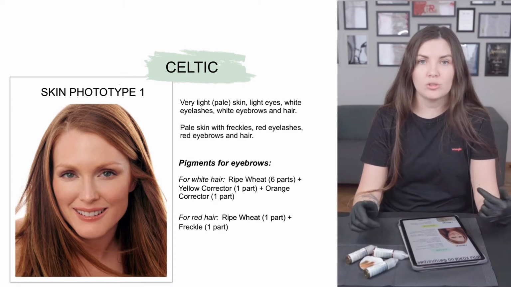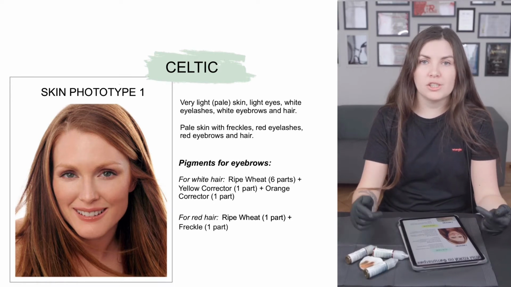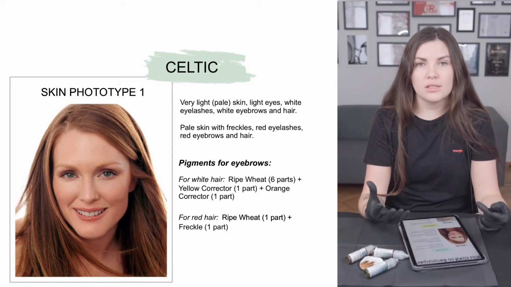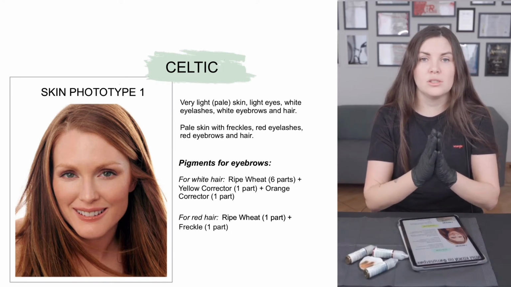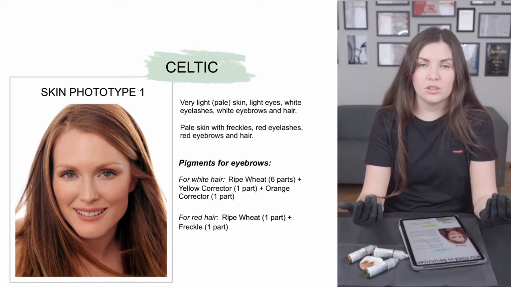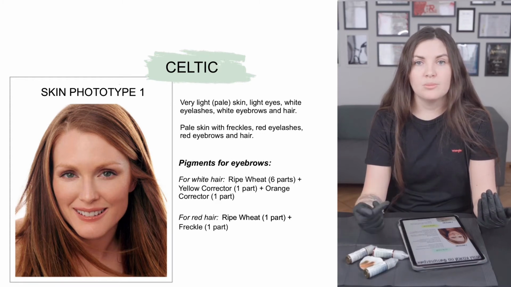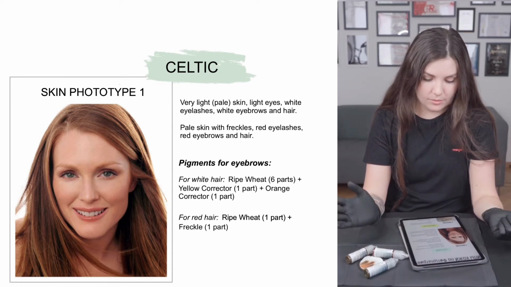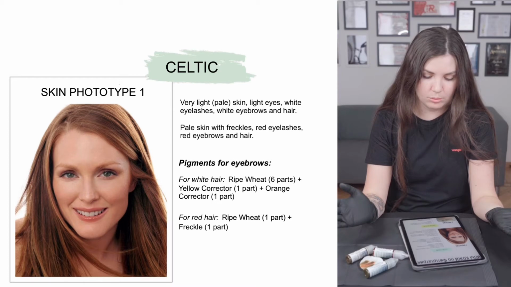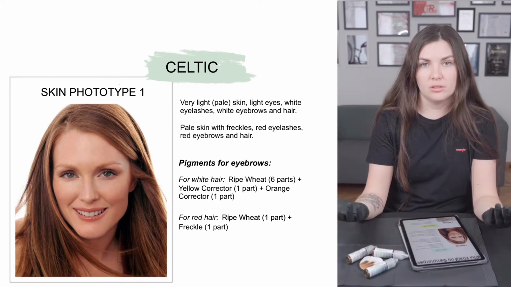Why? Because as we learned earlier, all people with freckles have a lot of red pheomelanin in their skin. What is red pheomelanin? That's pretty much a red pigment in the skin. So if we take the color with red base for girls with freckles, then red plus red will give us too much red and healed eyebrows will look purple. That's why it is always important to add a yellow character or use a light blonde color pigment with a yellow base. That's pretty much it about phototype 1. Just remember to use either color with yellow base or add yellow character.